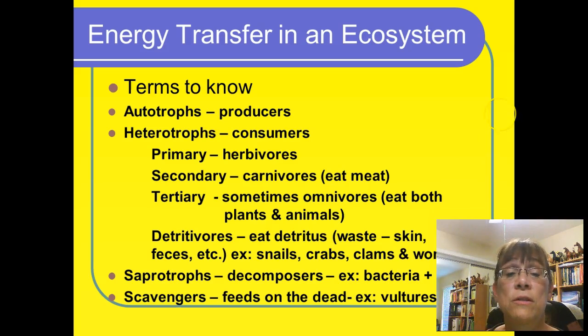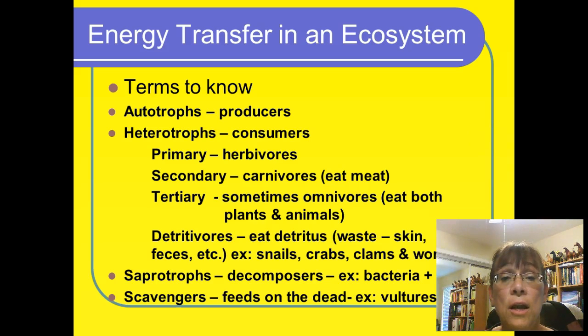Okay. You need to know these words. Autotroph is the equivalent of a producer. Those are plants. They're going to be the ones at the base of the food chain. Heterotrophs are consumers, and they can't make their own energy, so they have to consume it.